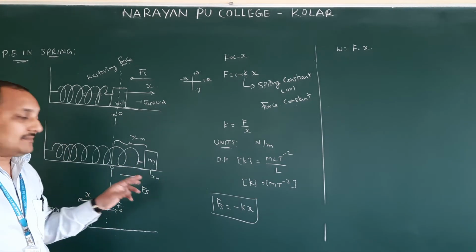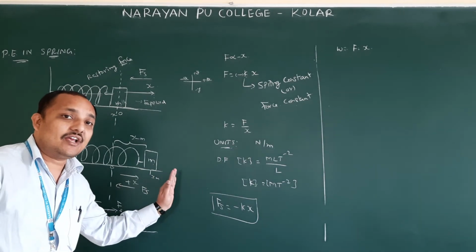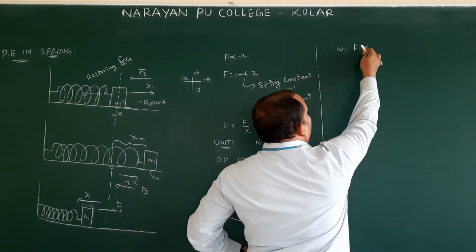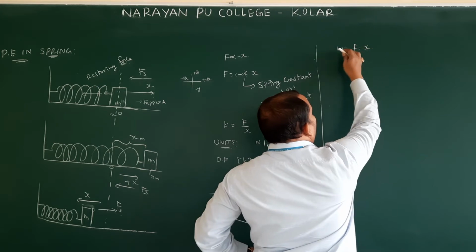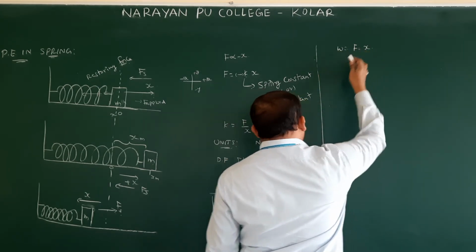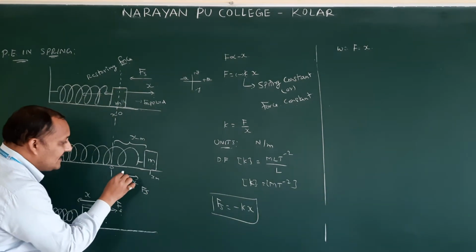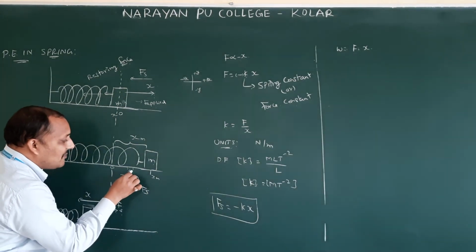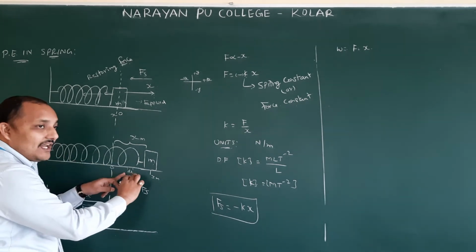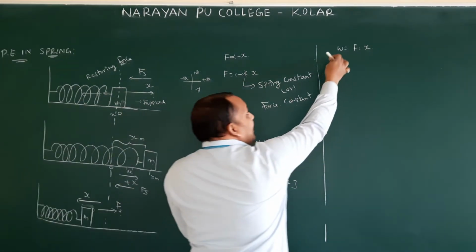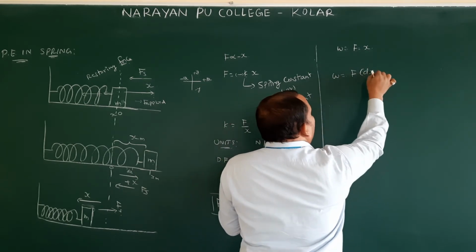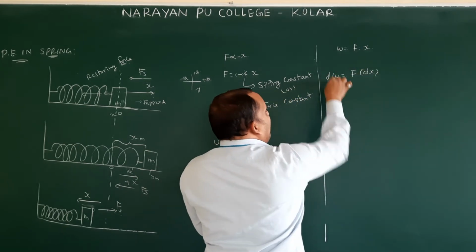x goes from 0 to xm. xm means maximum elongation. So whenever x is varying from 0 to xm, the work done will also be varying. So for a small amount dx, anywhere we take some small elongation dx, what is the work done? For small elongation dx, the work done is W = F dx.